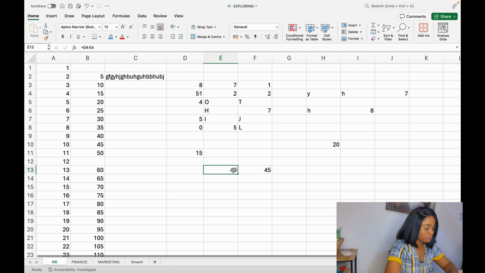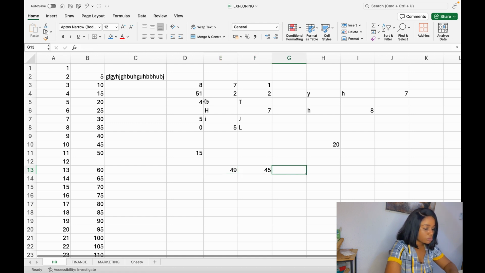This is how simply we can write a formula on subtraction. Let's try another sample on subtraction and then we move to multiplication and division. This time I'm going to use the new results that I've generated, which is 49 and 45. They are in cells E13 and F13. I'm going to place the results in G13.